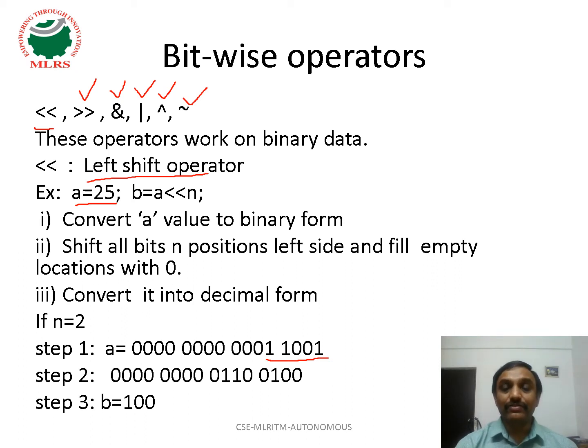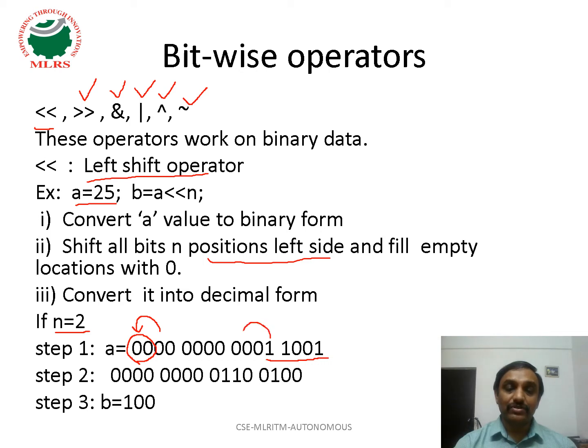So next we have to shift bits n positions to the left side. Assume your n value is 2, that means you are shifting 2 positions to the left side. If you shift 2 positions left, the leftmost 2 bits you are going to lose. Then this one moves to this position, that is 2 positions to the left. Every bit we are shifting, like that.